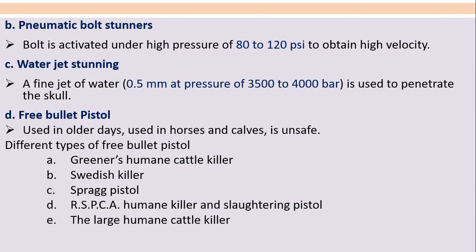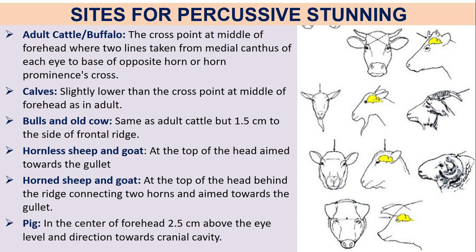Pneumatic bolt stunners. The bolt is activated under a high pressure of 80 to 120 psi to obtain high velocity. Water jet stunning. A fine jet of water, 0.5 mm, at a pressure of 3500 to 4000 bar is used to penetrate the skull. Free bullet pistol, used in older days, used in horses and calves, is unsafe. Different types of free bullet pistols are the Greener's humane cattle killer, the Swedish killer, the Sprague pistol, the RSPCA humane killer, and the slaughtering pistol, the large humane cattle killer. Sites for percussive stunning. In adult cattle and buffalo, the cross point is at the middle of the forehead; there are different positions, sites for percussive stunning.